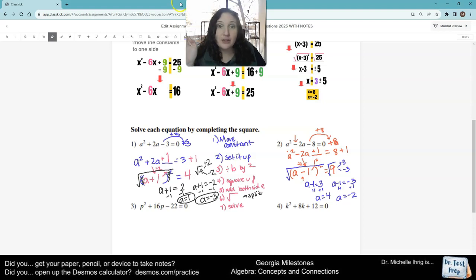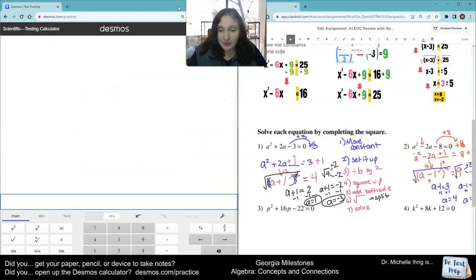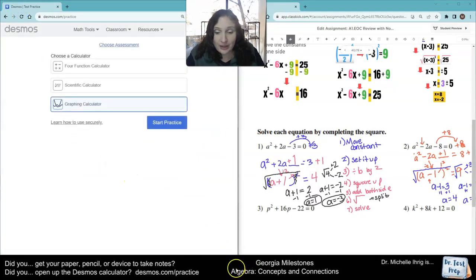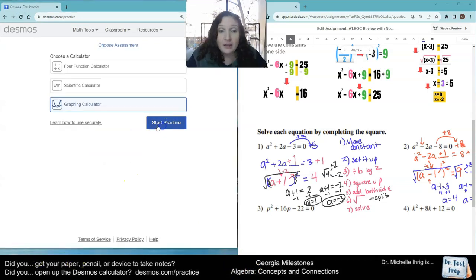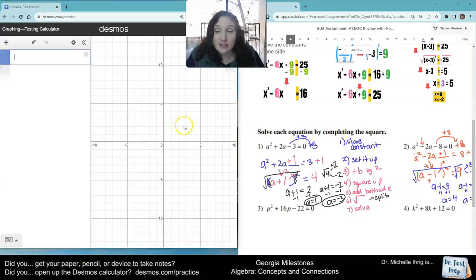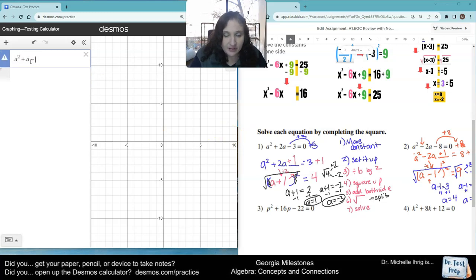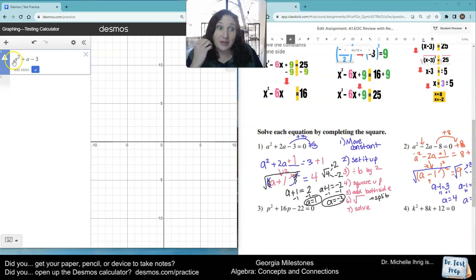So now you know the steps. The steps work every single time, but let me just show you real quick how to check your answers. So I'm going to just type in a squared plus a minus 3. And it's like, Doc, I don't know what it's doing. Why? Because I'm typing a in. So instead, we need to type in x.